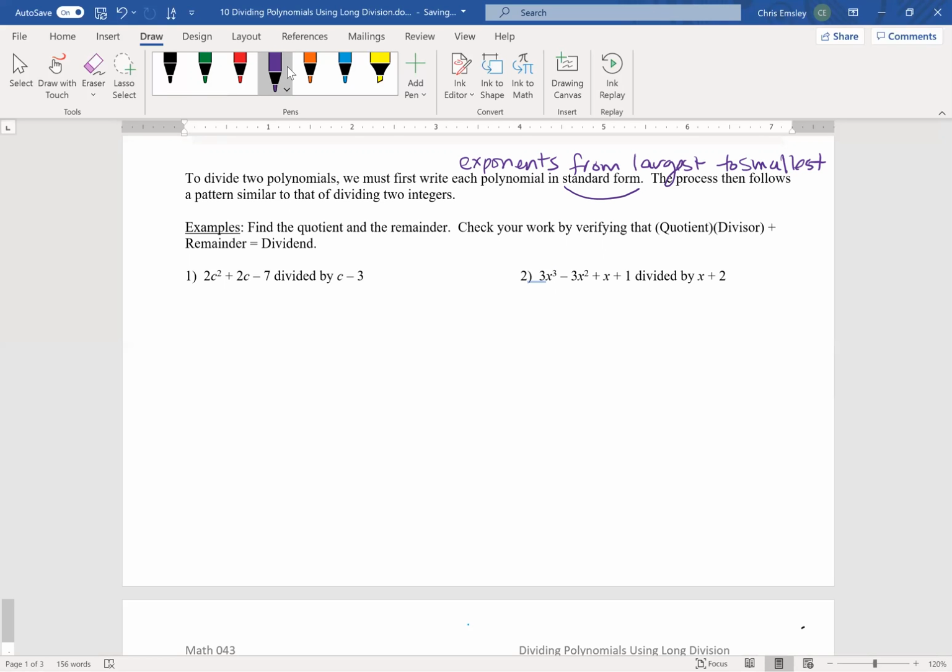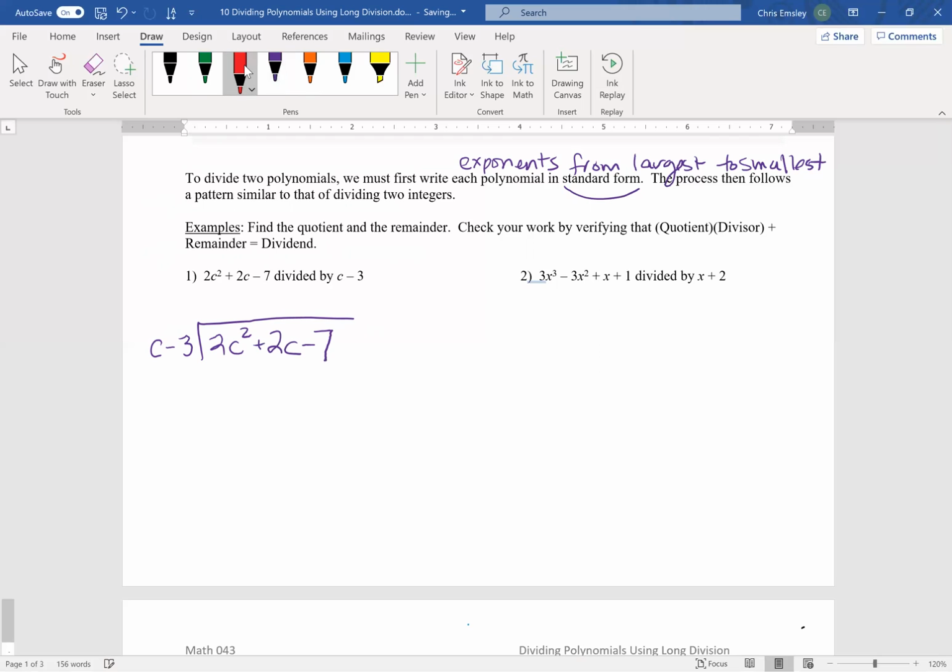So in our examples here, we want to find the quotient and remainder. It asks us to check our work. I don't know that I'm going to check these first two. I will check a couple for you, but I don't have a lot of room here. So this has 2c squared plus 2c minus 7 divided by c minus 3. So the c minus 3 is the divisor. That's going to go out front. The 2c squared plus 2c minus 7, that's your dividend, that goes inside.